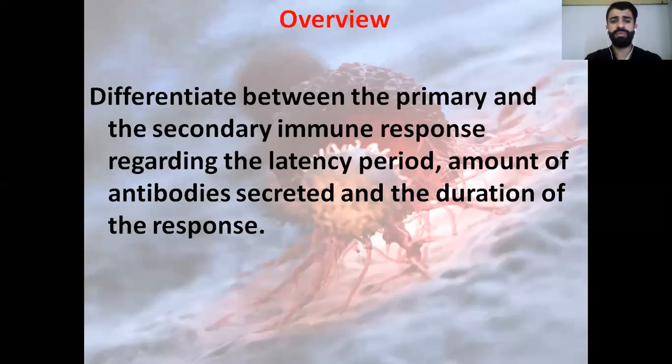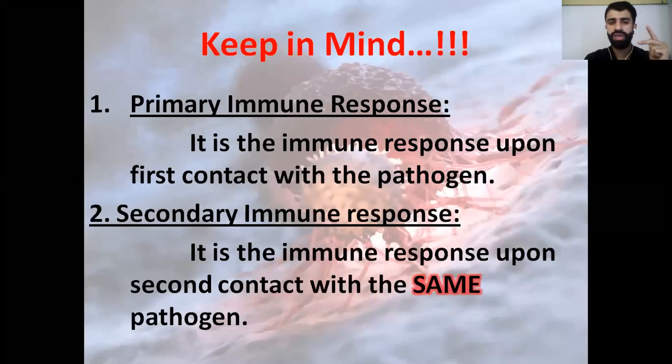We have to differentiate between the primary and the secondary immune response regarding the latency period, the amount of antibodies, and the duration of the response. Let's keep in mind first, what is the primary immune response? The primary immune response is the immune response upon the first contact with the pathogen. So the first time I saw the pathogen, it's called the primary immune response. Whereas the secondary immune response is the immune response upon the second contact with the same pathogen.